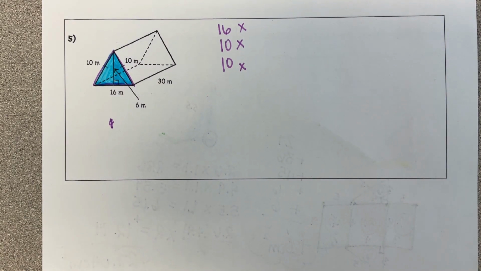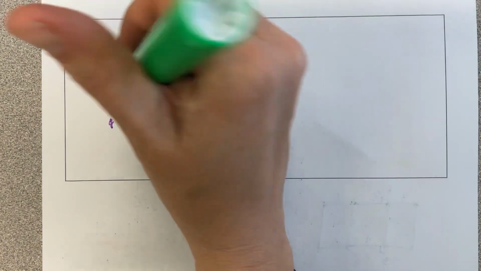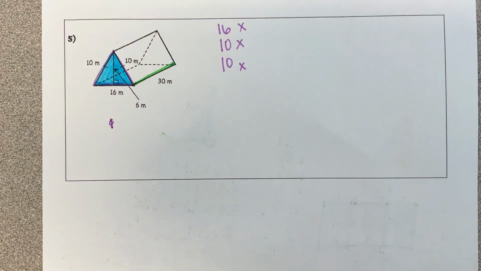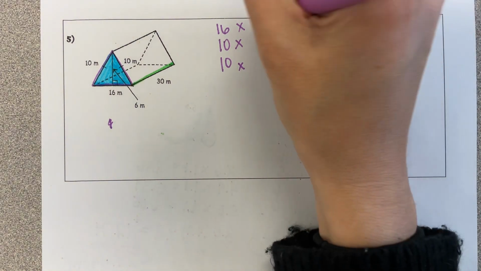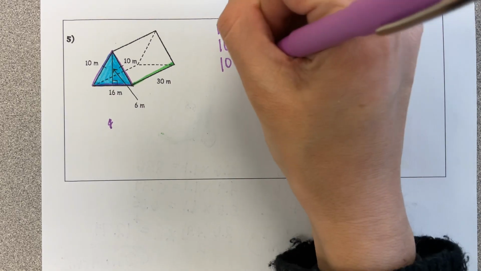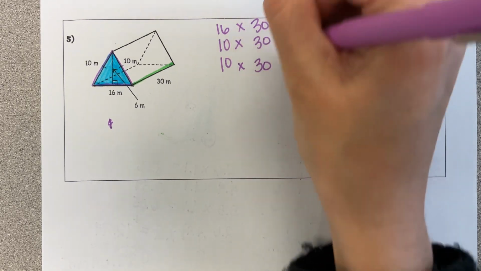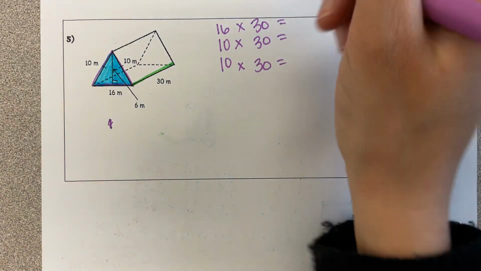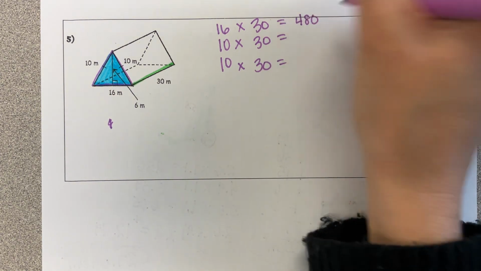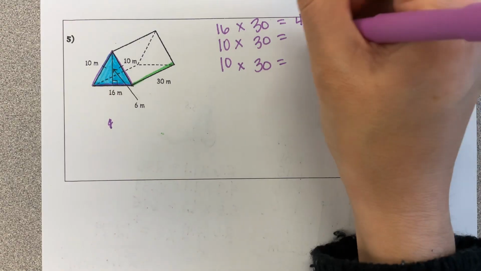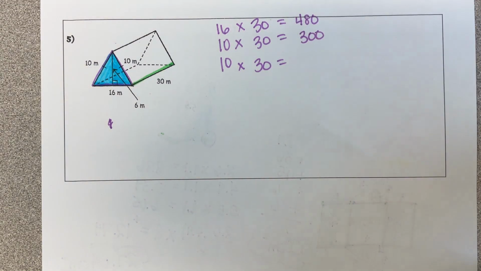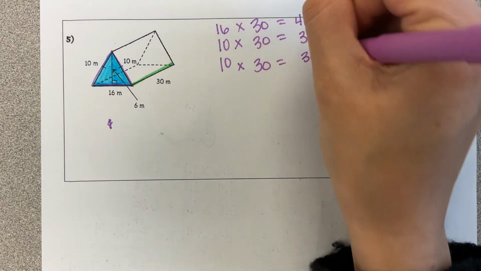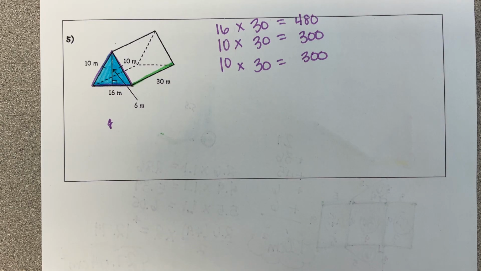This triangle was in the front, so we're looking at the measure that connects the front to the back, which is that length of 30. So for each of these, we are multiplying by 30. So I'm going to calculate 16 times 30 is 480. 30 times 10 is 300. 30 times 10 is 300.